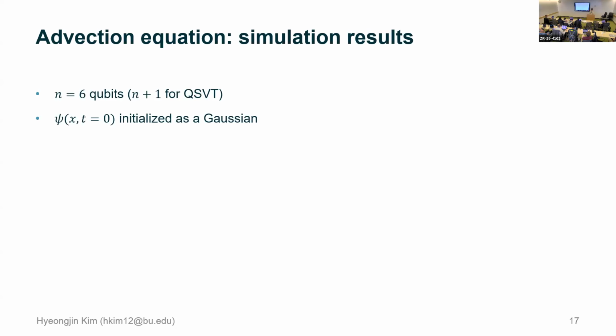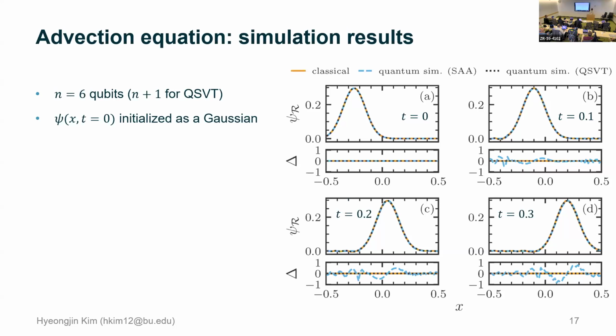So here are some simulation results. This is firstly just doing some state vector simulations. We use 6 qubits. So remember, for QSVT, we have an extra ancilla, so there's 7 qubits. And we initialize as a Gaussian at 0. And then we just evolve as a function of time.